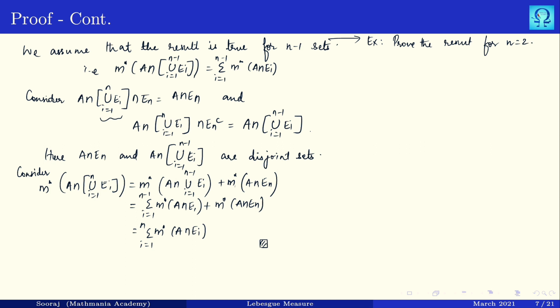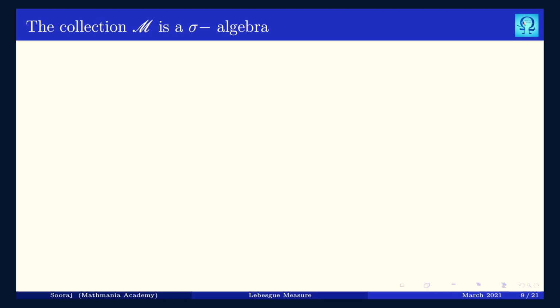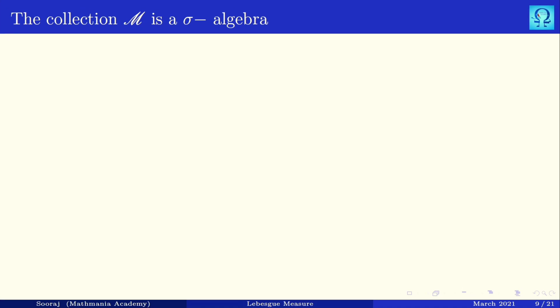Only when you prove for n equal to 2, you can incorporate that result to complete this proof. With which I conclude this lecture, and in the upcoming lecture we are about to see that the collection M of measurable sets is a sigma algebra.